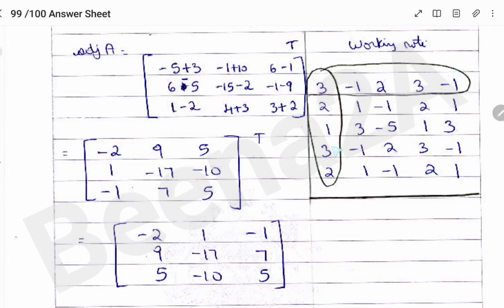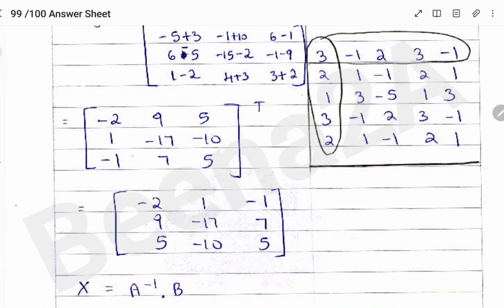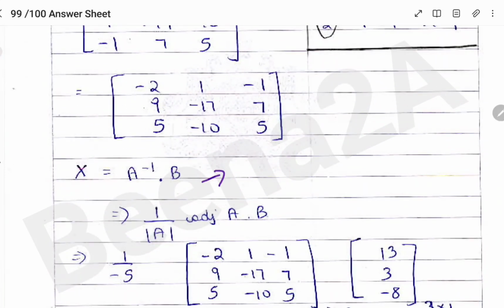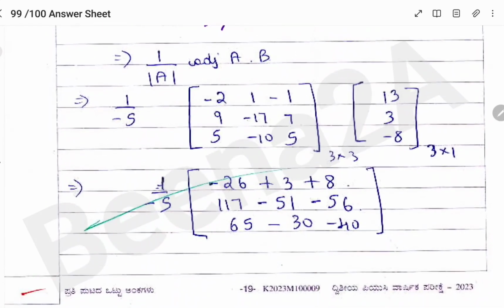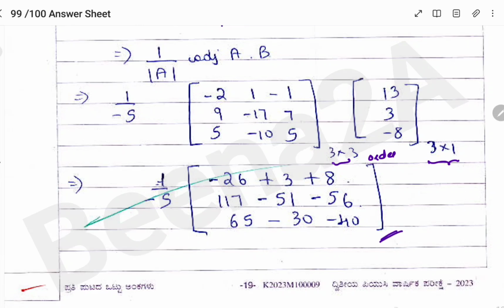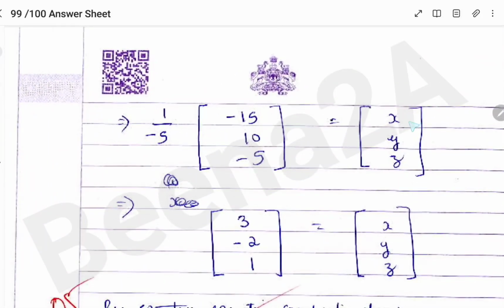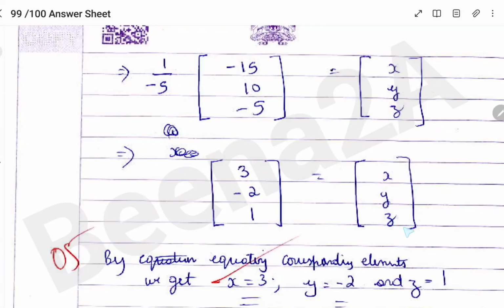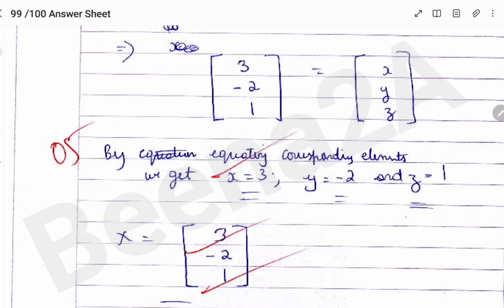He has a working note here, right? And then he's put the final matrix here, taken the transpose of this. Again, he's written the formula here. And finally, he has put the order of the matrix also here, right? And finally, he has put the answer, x, y, z. See the conclusion. We get x is equal to 3, y is equal to minus 2, and z is equal to 1. He has put the conclusion.